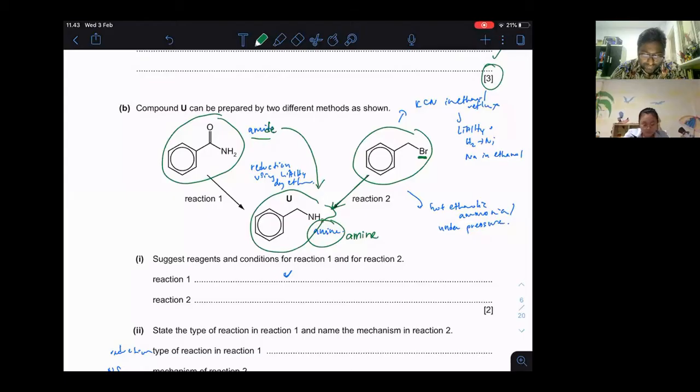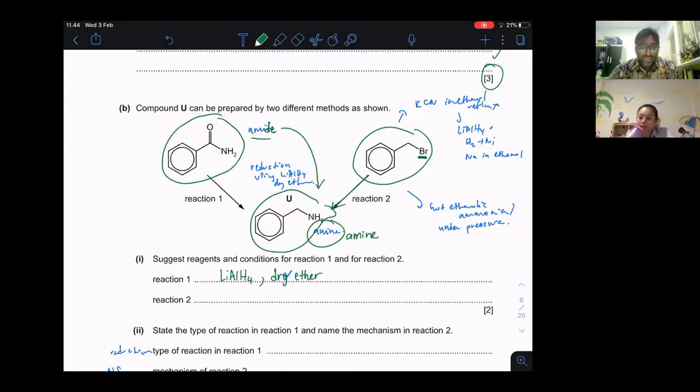So the reaction one suggests reagent and condition. To suggest the reagent and condition, the reagent is going to be LiAlH4. The condition in this case, you can put in dry ether. I don't think there is a need to warm them, but if you want to write down warm, it's okay. But these 2 will do.